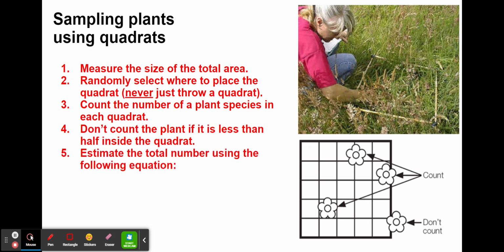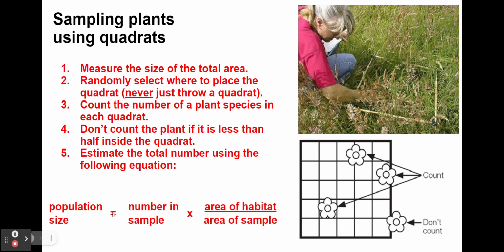Then we would calculate the total number of daisies in the field using the following equation. We would take the number in our sample, so the number inside my quadrat. We would then multiply it by the area of the habitat, which remember I worked out by measuring the field, divided by the area of my sample. So I would measure the area of the field, measure the area of my quadrat, divide the area of the field by the area of the quadrat, and then multiply that by the number in my quadrat. And that would give me a rough estimate of the population size in the field.